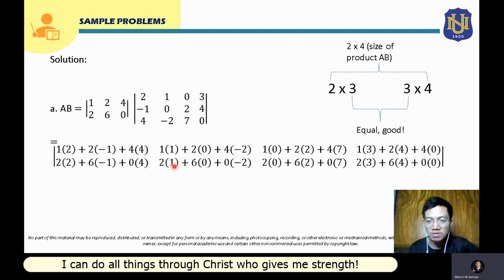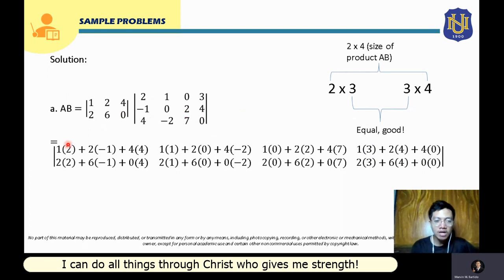Now proceeding to the next element, this will be this row multiplied by this column. So this will be 2 times 1 plus 6 times 0 plus 0 times negative 2. For the next element, it will just be the second row and the third column: 2 times 0 plus 6 times 2 plus 0 times 7. For the last element, this will be 2 times 3 plus 6 times 4 plus 0 times 0.